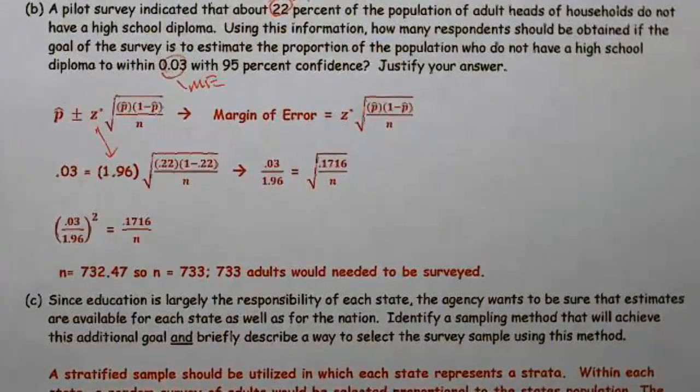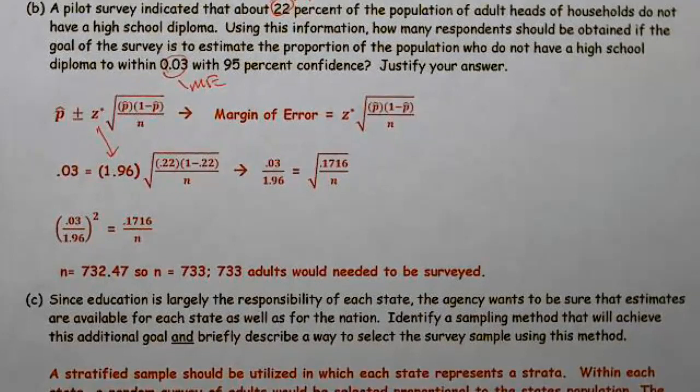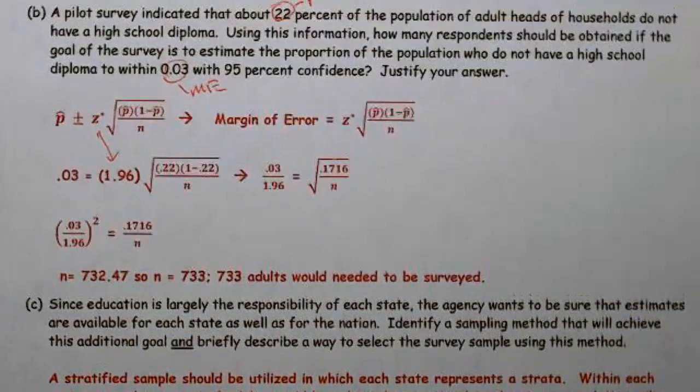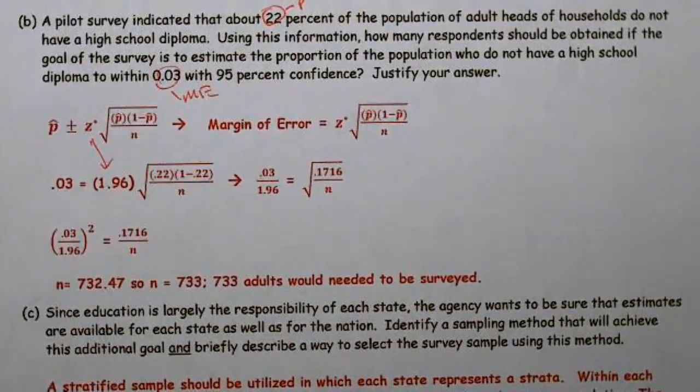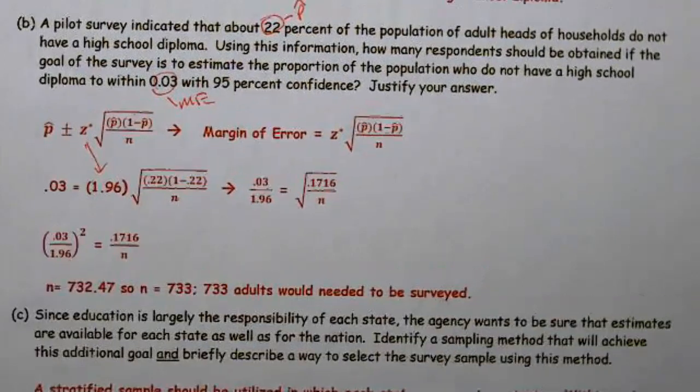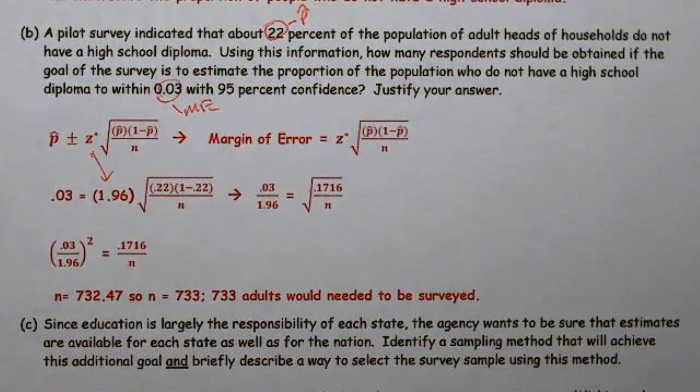Finally, since education is largely the responsibility of each state, the agency wants to be sure that estimates are available for each state as well as for the nation. Identify a sampling method that will achieve this additional goal and briefly describe a way to select a survey sample using this method. So when I read this, they're saying, hey, I want every single state in the United States to be represented. How can I do that? Well, I can take a sample from each state and combine them all together.